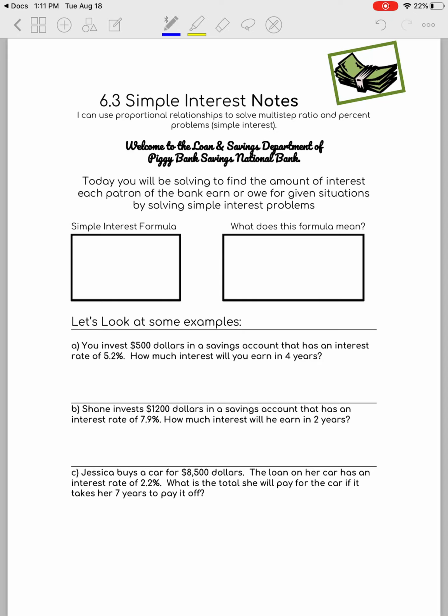Now, your formula for simple interest is as follows. I equals P R T. Now, what does that mean? Oh no, what do we do? Look, I equals interest. P, principal, or the initial amount.